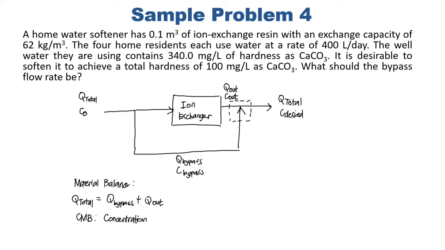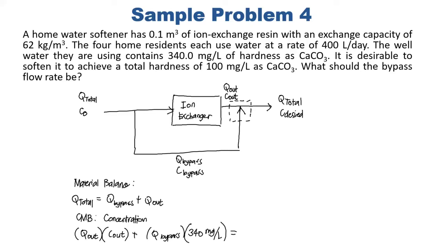Okay, so for the concentration, we have the Q out, or the volumetric flow of the outlet, times the concentration of the outlet, plus the volumetric flow of the bypass times the concentration of the bypass line. So it states here 340 milligrams per liter of hardness as calcium carbonate is equal to the volumetric flow total.